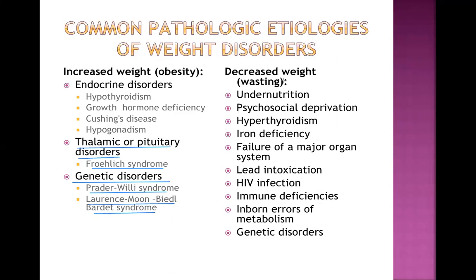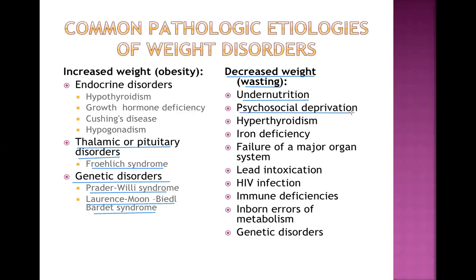Now, on the other hand, what are the causes of decreased weight, also known as wasting? Now, see here, these are easy for you to understand. Undernutrition or malnutrition is probably the most common cause. A few examples are kwashiorkor and marasmus. Kwashiorkor and marasmus. That will be a special topic for us later on.